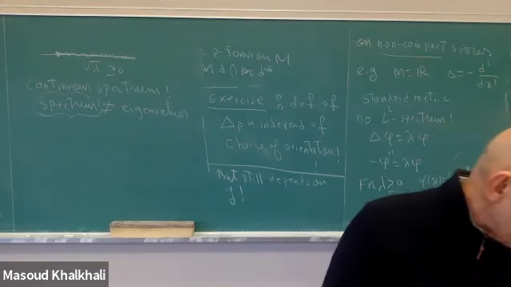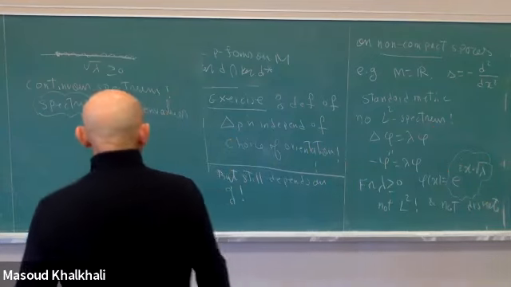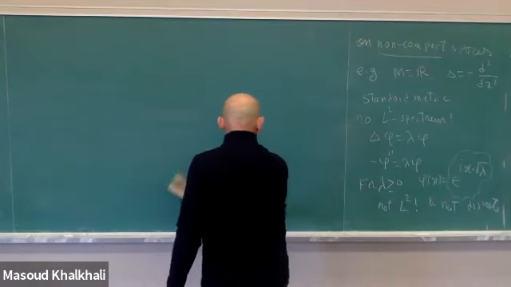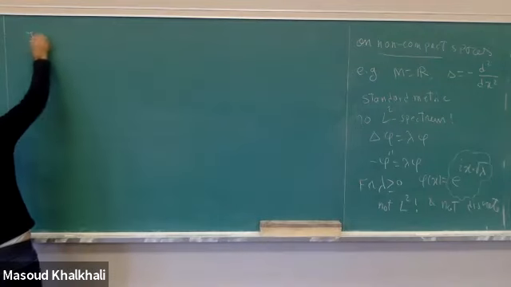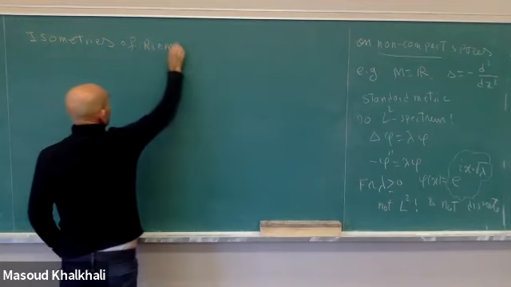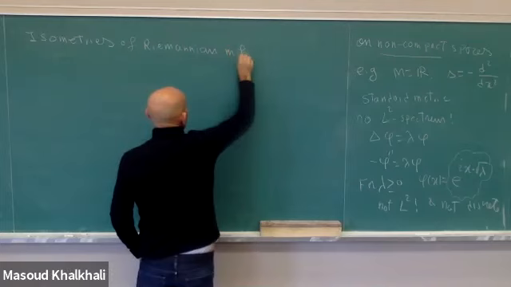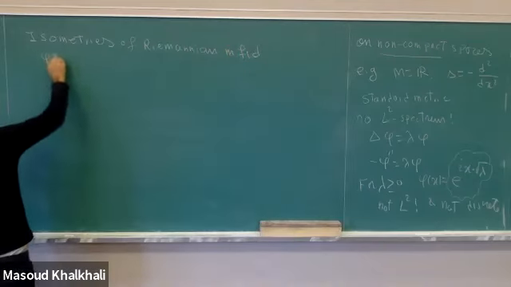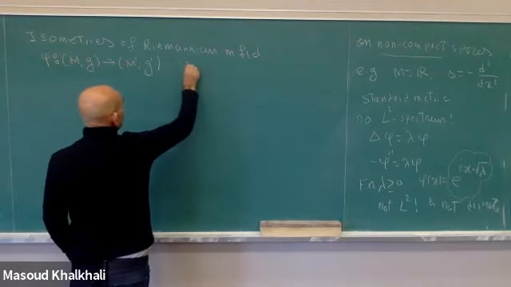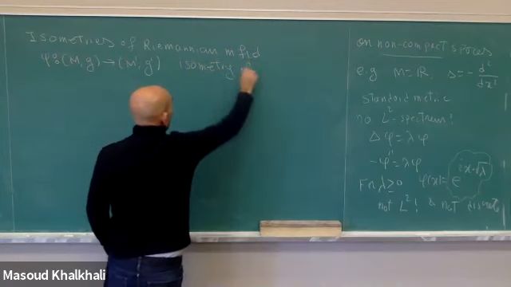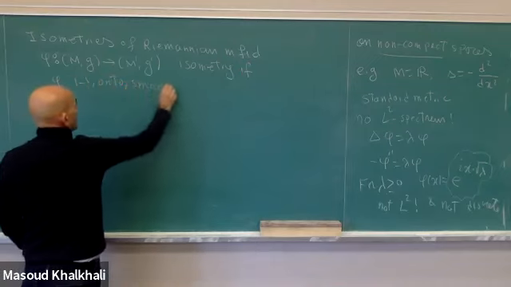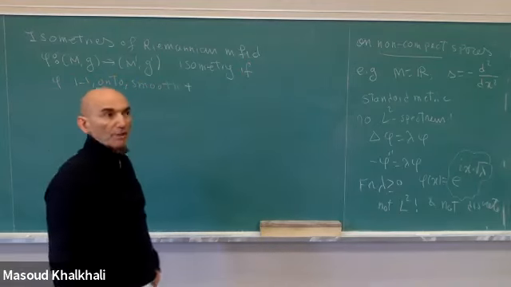to discuss a little bit about isometries, again the same issue, and then formulate. So, isometries of Riemannian manifolds. So phi from one Riemannian manifold to another Riemannian manifold is an isometry if, of course, you want phi to be one-to-one, onto, smooth, right? Plus preserving the metric.